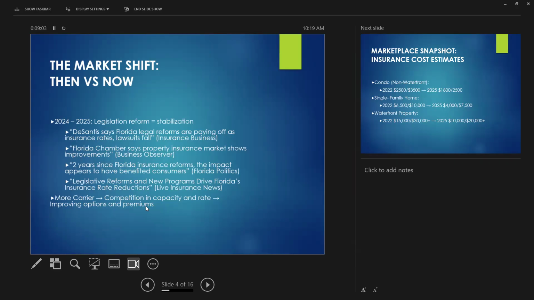So some key buzzwords after that legislation passed, from a few different articles: lawsuits fall, market shows improvement, benefiting consumers, rate reductions. These are all things that have been hot talking points, not just in these four examples, but example after example for the last 2 years. So from my perspective, what that's done is created a competitive environment, not necessarily just from a rate specific scenario. Kevin did mention that we're starting to see some decreases, which is nice, but it brought new carriers to the table. It brought carriers that had picked up their ball and gone home back, and they're going to start to compete in two different ways.